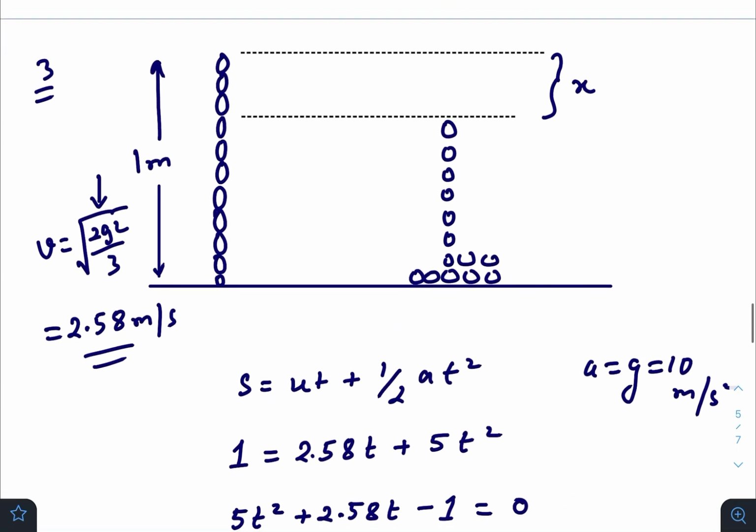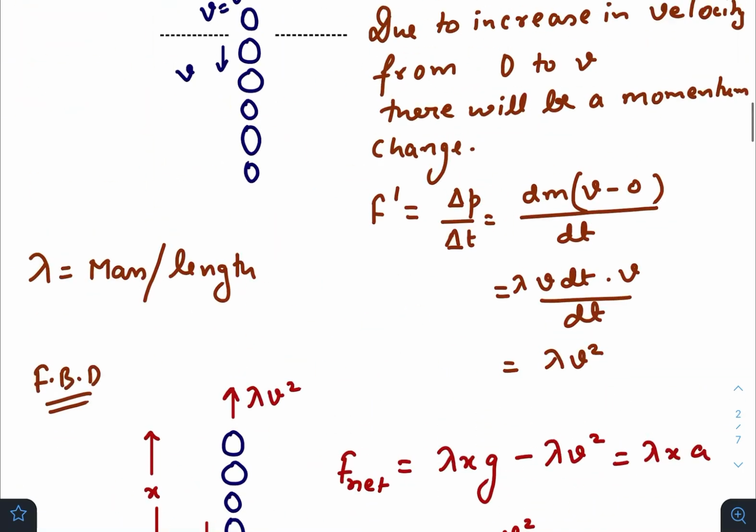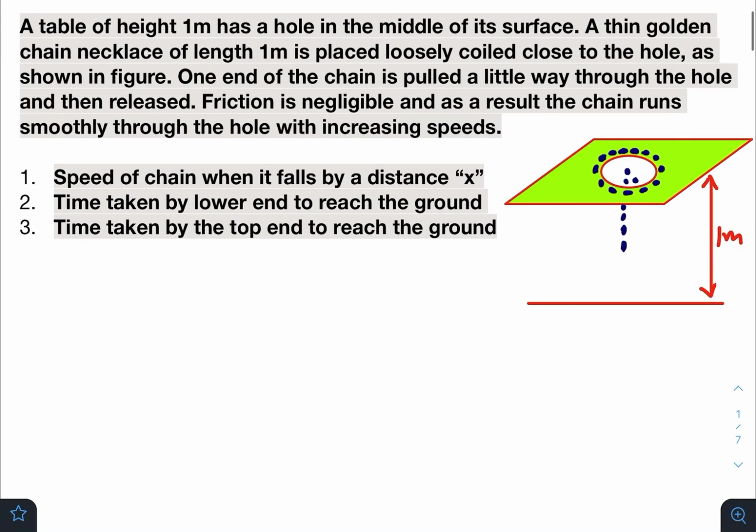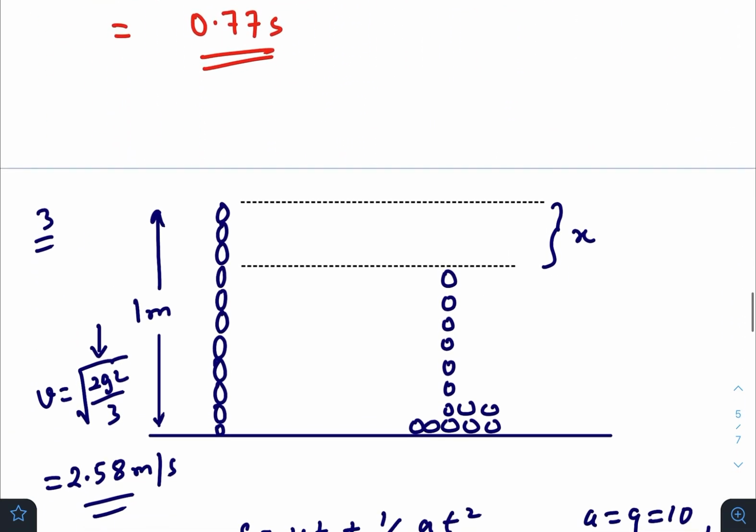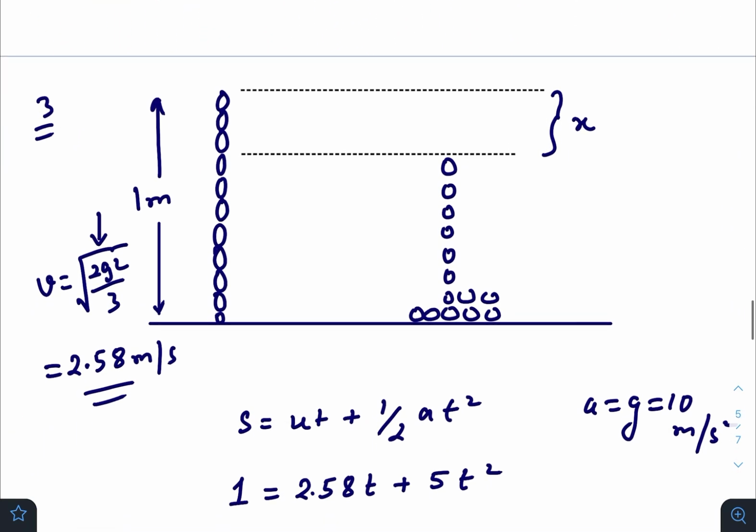Now let's come to our third one. What was the third one? Time taken by the top to reach the ground, so the other end to reach the ground. Okay, now just when the bottommost end touches the ground, the situation looks something like this. The whole length of the chain is 1 meter. Now some amount of chain falls on the ground, and due to gravity, the other portion, that is the vertical portion of the chain, falls on the ground, right?